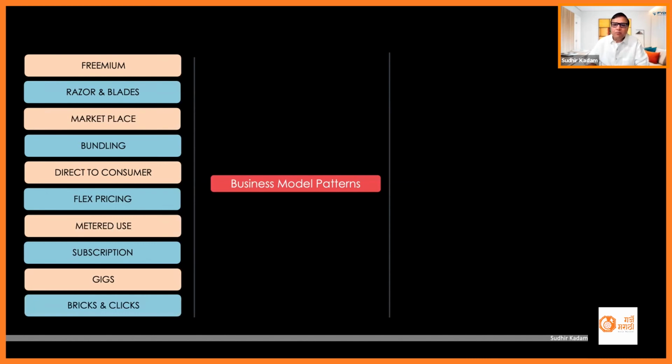Then there is the bricks and clicks model. Can anybody tell me what is bricks and clicks?